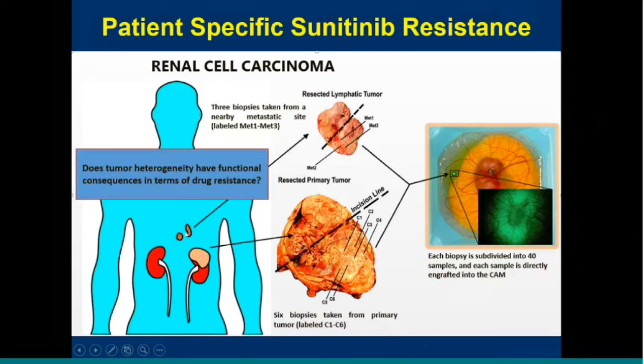These patients both came in exhibiting very, very large primary RCC tumors, as well as a number of nearby lymph node metastases. Both patients went in for a complete nephrectomy, as well as the removal of the afflicted lymph nodes. For both patients, we gathered 6 biopsies from the primary tumor from distant locations around the tumor mass to try to get full coverage of tumor heterogeneity, as well as 3 biopsies from their lymph node metastases. Each of these biopsies was then subdivided into 40 samples, and each sample was then directly engrafted onto the CAM. Then 2 days later, half of those samples received sunitinib, half of them received DMSO.